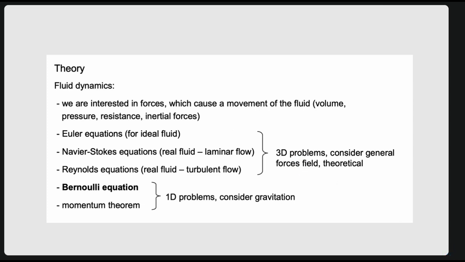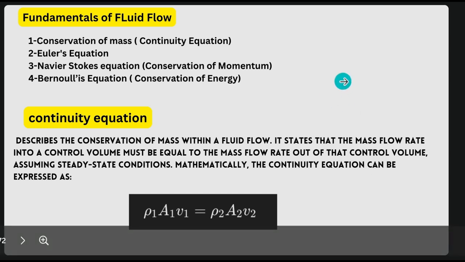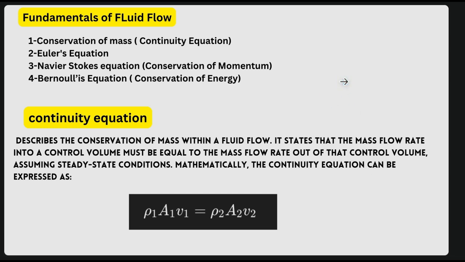Okay, so now I'm going to restate the four main equations that I've just mentioned. So the fundamentals of fluid flow, they include the conservation of mass, which basically expresses continuity equation. Then we have Euler's equation, Navier-Stokes equation, which expresses the conservation of momentum, and Bernoulli's equation, it expresses the conservation of energy. So to start with, we're going to be explaining continuity equation.